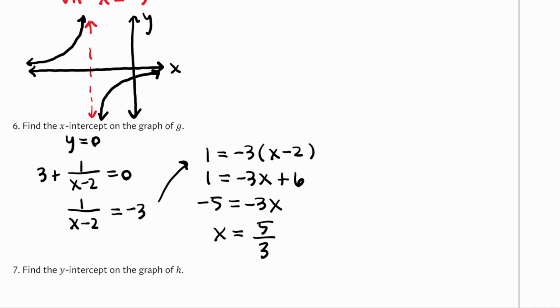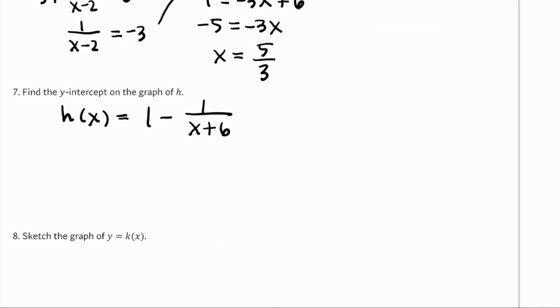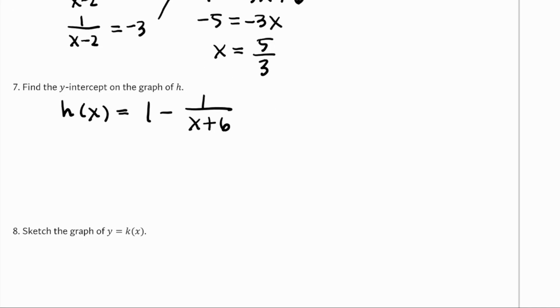The y-intercept on the graph of h, that'll just be the value of h when x equals 0, so 1 minus 1 over x plus 6. Check that. Yep. Okay. So y-intercept, that's where x equals 0, so we plug in 0 into h, and wherever we see x in the formula for h, we replace with a 0. Okay, so that's 1 minus 1/6, that'll be 5/6.